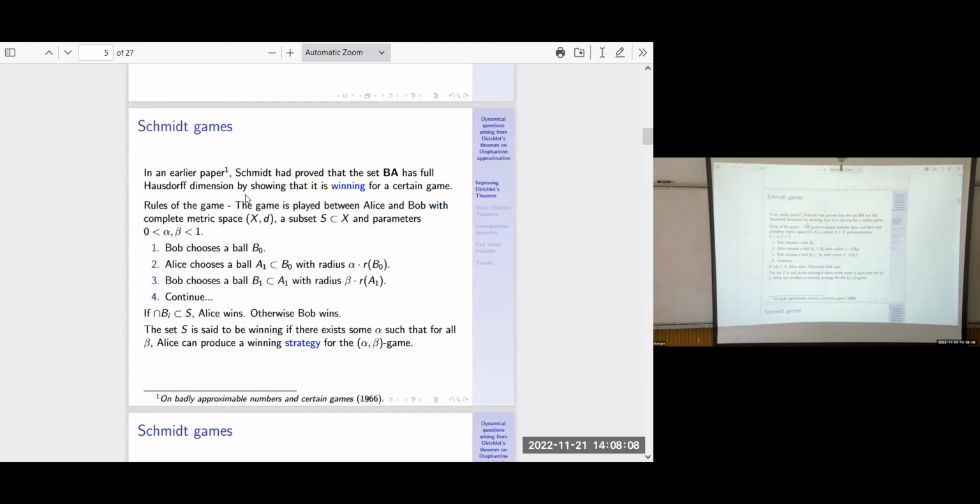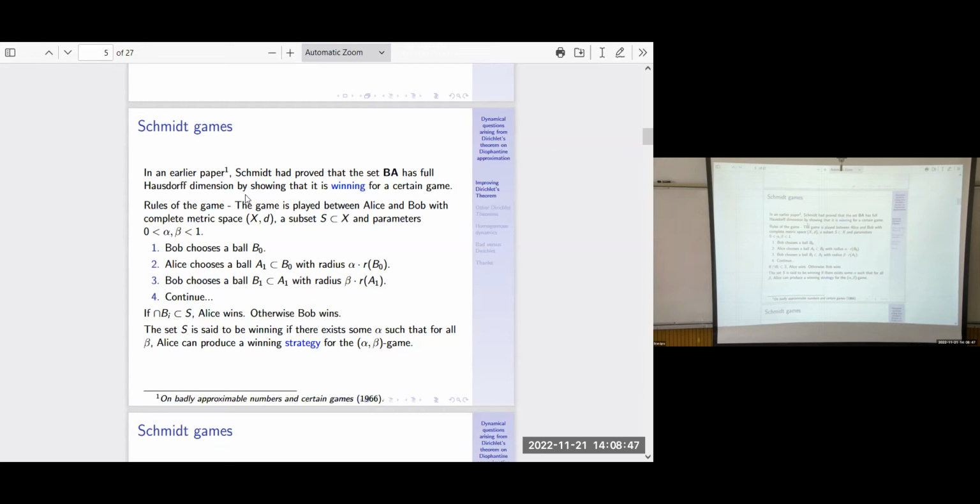Okay, so this is X, and you have some subset S, and then you start with the ball B0, that's what Bob chooses, and then Alice chooses another ball A1, which has radius alpha times the radius of B0, and they keep trading with the same ratios of previous radii. If the intersection is in S, then Alice wins, and otherwise Bob wins, Alice loses.